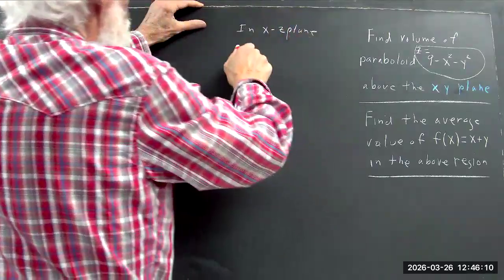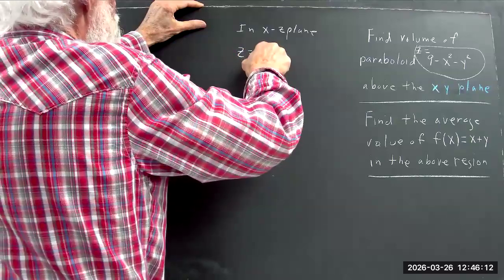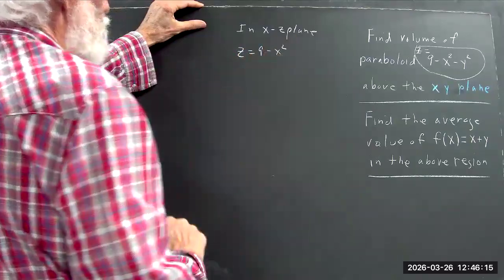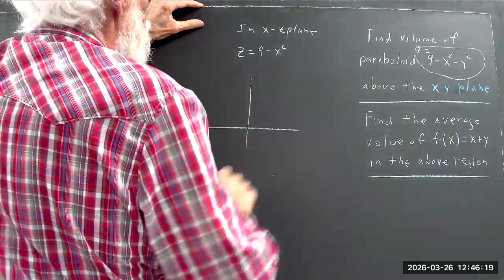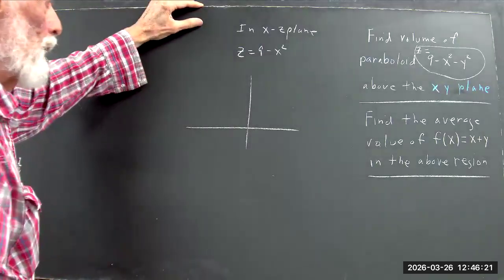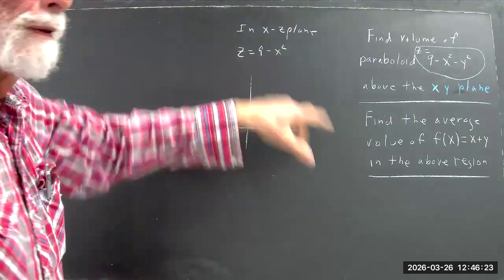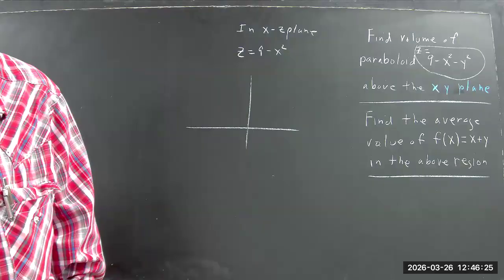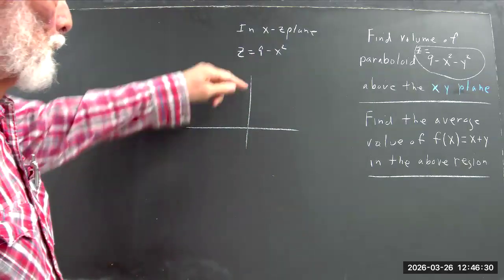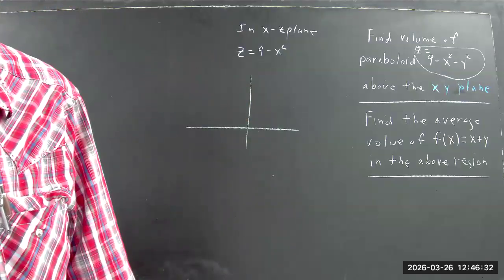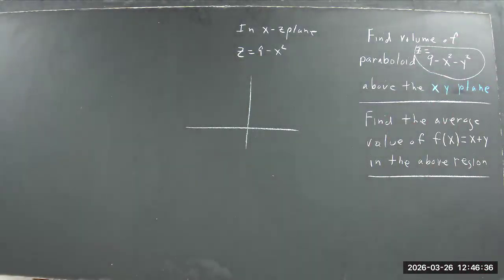In the xz plane, you have z equals 9 minus x squared. Well, it should be very obvious that this is a down-facing parabola because of the negative x squared, and that its vertex is at 0, 9. Okay? And somebody's making a lot of gestures here, making me think I've done something really stupid. So let's see what have I done.